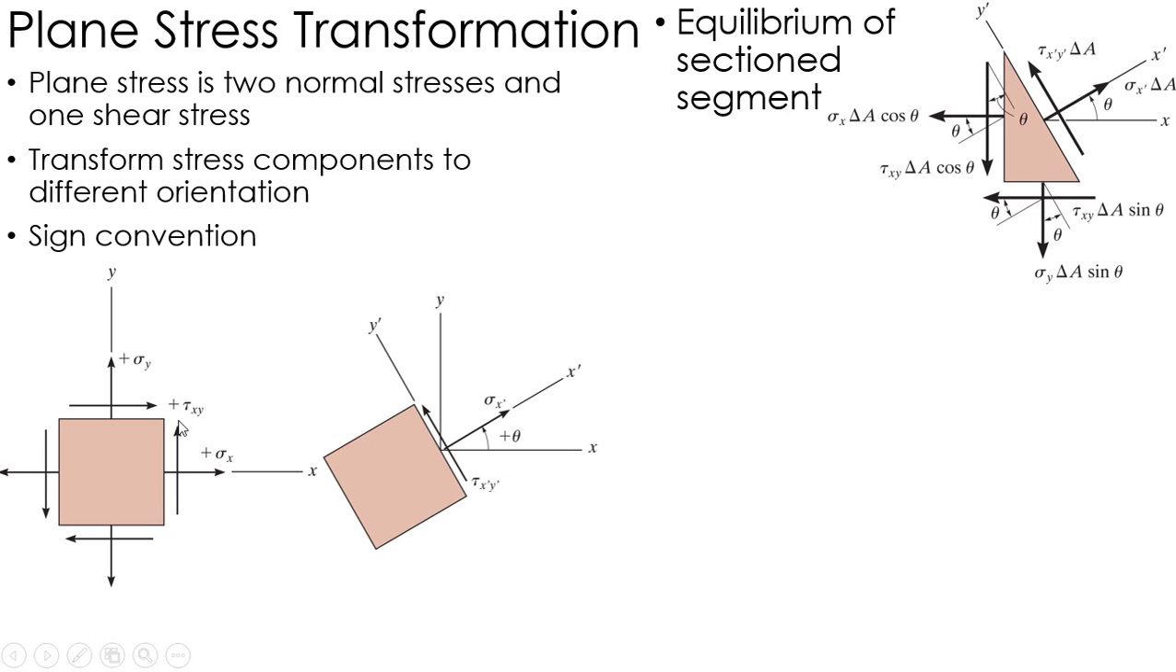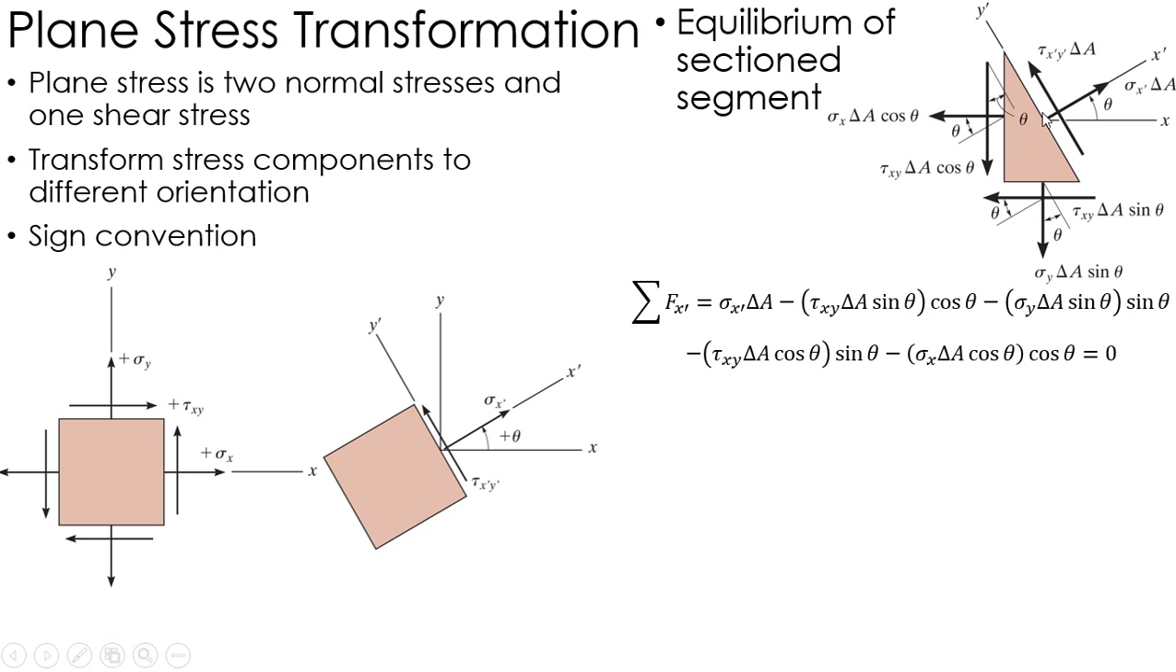Now in order to transform this, what I'm essentially doing is finding what the stresses are at a certain angle. So I can section my element at a specific angle, and I have this new stress, sigma x prime, and new shear stress, tau x prime y prime. What I do is sum the forces in these new directions, the x prime and the y prime direction. So in the x prime direction, I have my new stress times delta A, and then I have components of all of these stresses down here, and I'll let you go through those on your own.